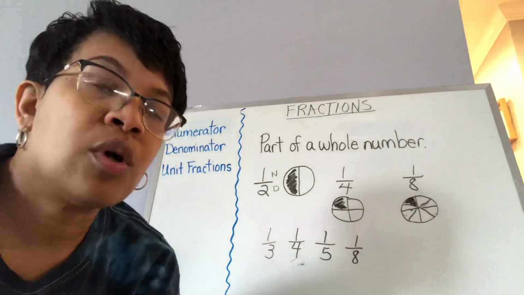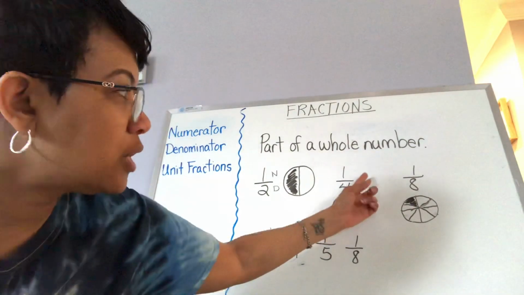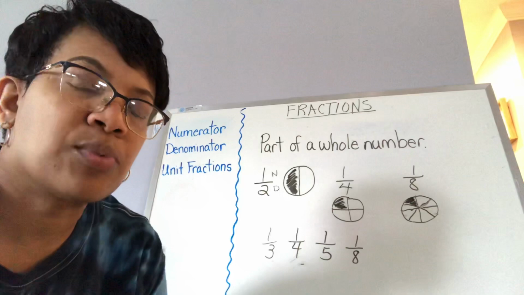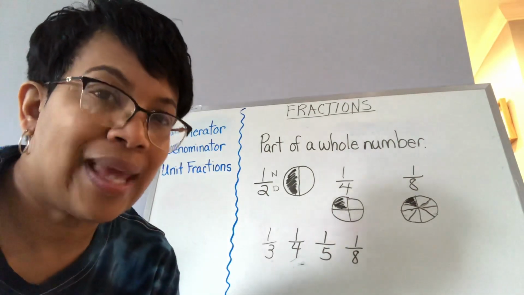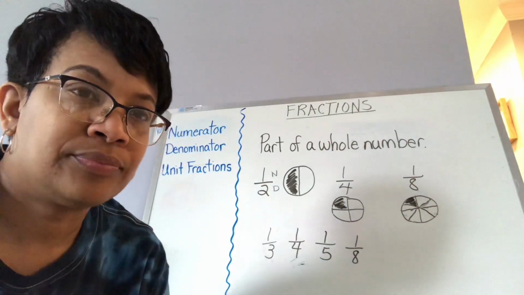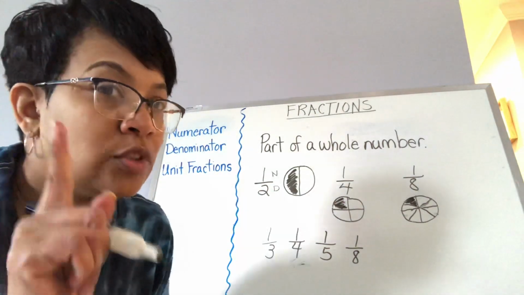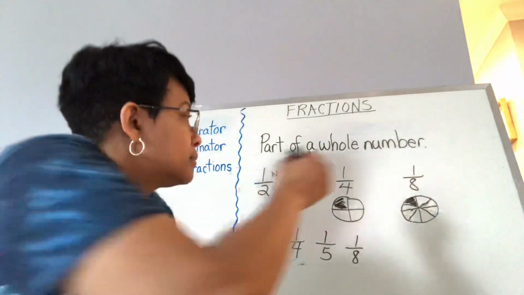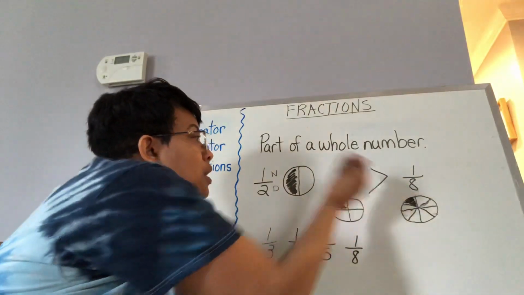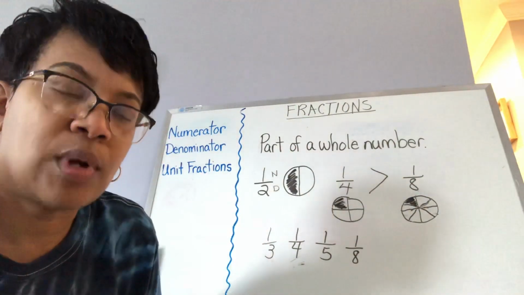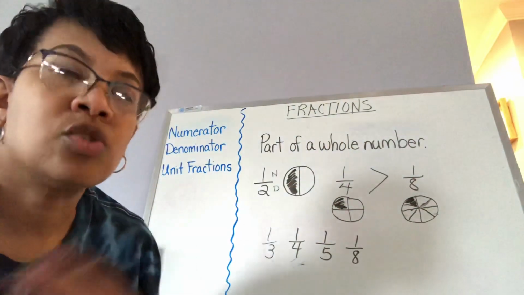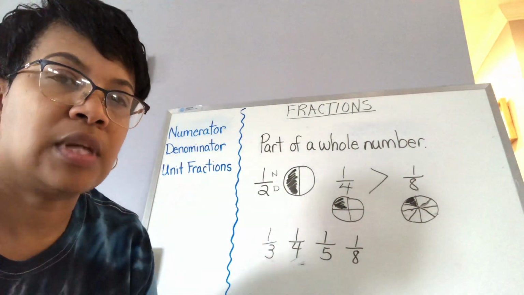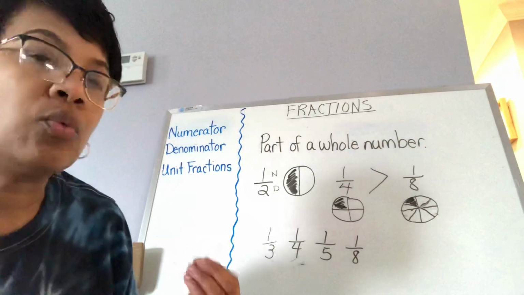Please tell someone at home, what sign would you put in between these two fractions to represent that a 4th is larger than 1/8? If you said greater than, you are correct. There's your greater than sign to represent this whole model, okay? Showing that a 4th is larger than an 8th. So we know we can do that.